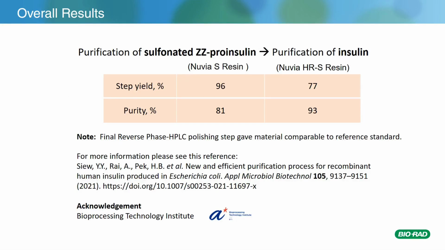So these are the overall results. For the ZZ Proinsulin purification on Nuvia S, the step yield was 96%, and the purity was 81%. And for the purification of insulin with Nuvia HRS, the step yield was 77%, and the purity was 93%.